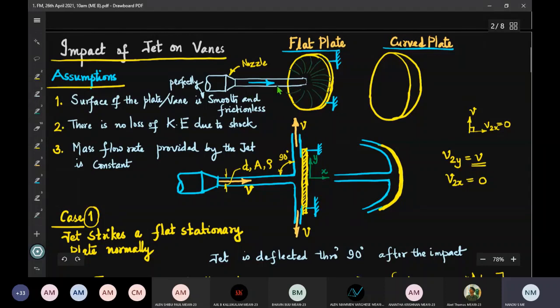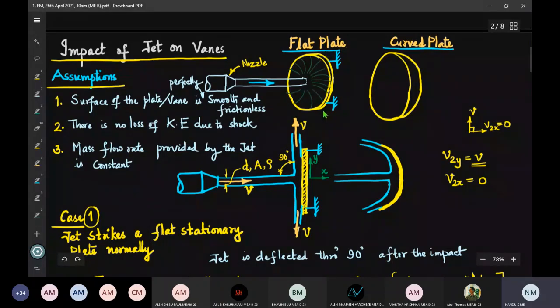That cylindrical straight jet, which in this figure is horizontal, is striking a vertical plate. The plate can have any shape, but here I used a circular thin disc, and that disc is fixed, so it is not movable. Even when the jet strikes and the force is exerted, the plate is not allowed to move because it is firmly fixed. So it is a stationary flat plate.